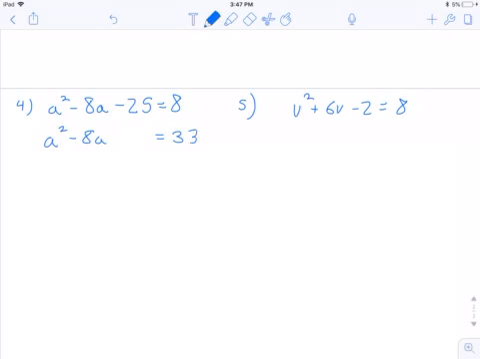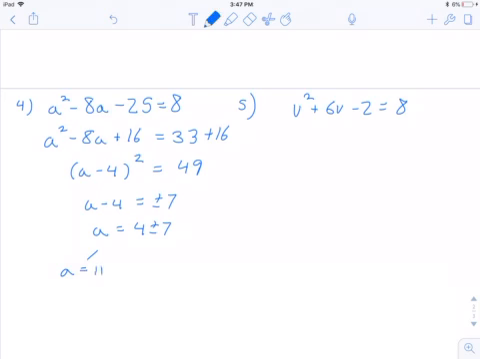Now I need to figure out what value do I add to complete the square. I take the b value, divide it by 2, and square. So that's 16. So this factors to a minus 4 times a minus 4, which can be written as a minus 4 squared. Then I take the square root of both sides, add 4. So the two answers are a equals 4 plus 7, or a equals 4 minus 7.